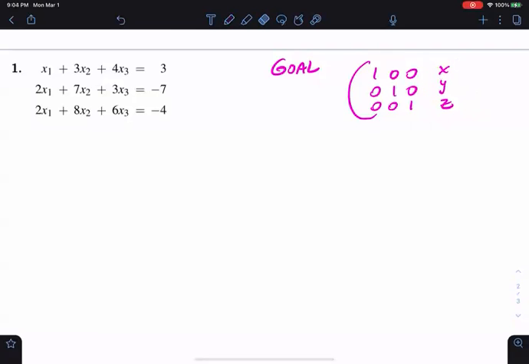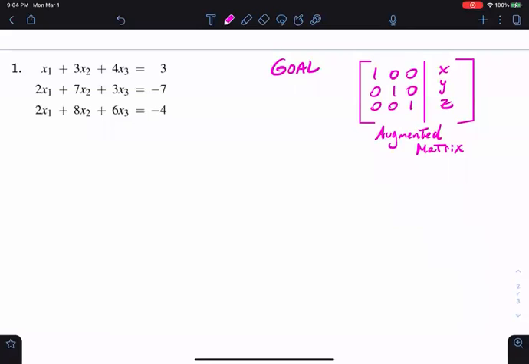Let me fix that for you, make it look better. So the first thing I have to do when I'm using the Gauss-Jordan elimination method, I need to write the system of equations as an augmented matrix, right? So we need to write it as an augmented matrix. This is the first thing I have to do, okay?